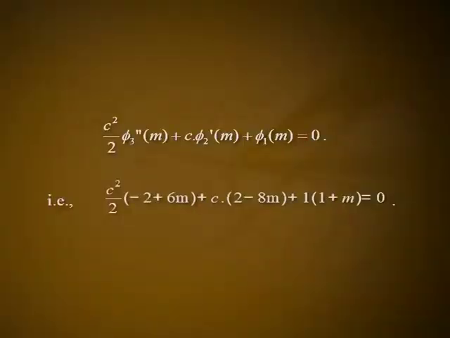In this exceptional case, c is determined from the equation (c²/2) φ3''(m) + c φ2'(m) + φ1(m) = 0. That is, (c²/2)(−2 + 6m) + c(2 − 8m) + 1 · (1 + m) = 0.